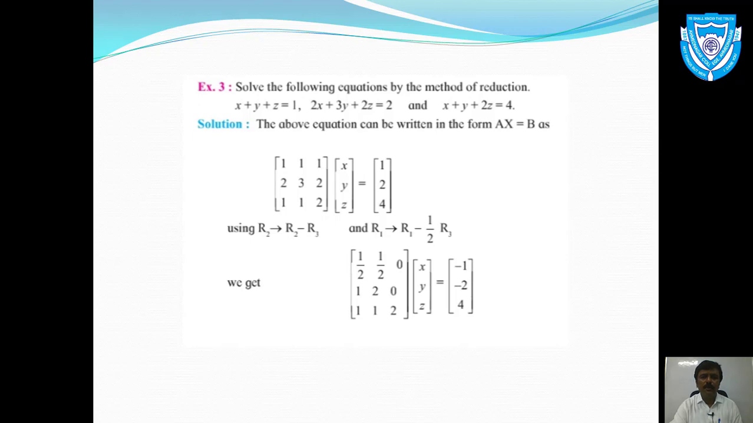Now see, one more example is there on screen. 3 equations with 3 variables are given. x plus y plus z is equal to 1, 2x plus 3y plus 2z is equal to 2, and the last equation is x plus y plus 2z is equal to 4. Let me tell you, the process is the same. In the beginning we'll convert them into AX equals B form, then we'll perform some elementary row operations to convert the elements below the diagonal into zeros.